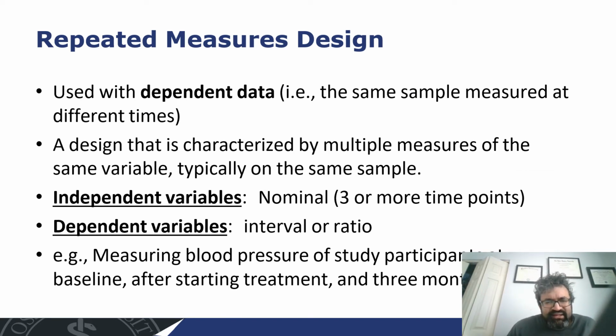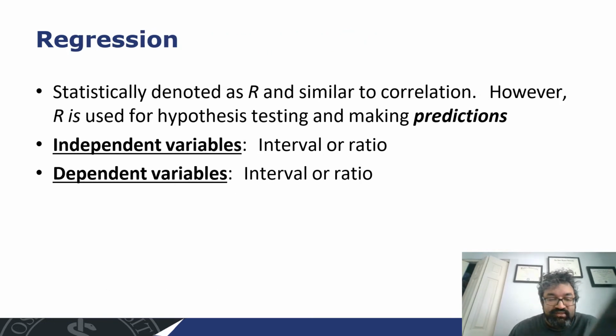Repeated measures design means that the same sample is measured at different times. This is almost similar to the paired samples t-test, except this is a nominal variable. The independent variable actually becomes the time points, and for the dependent variable you can only use interval or ratio. It's not oftentimes used or tested, but an example is measuring blood pressure of study participants at baseline, after starting treatment, and then at 3 months. Good to remember repeated measures.